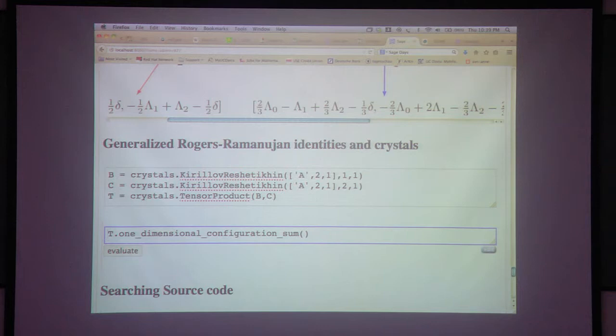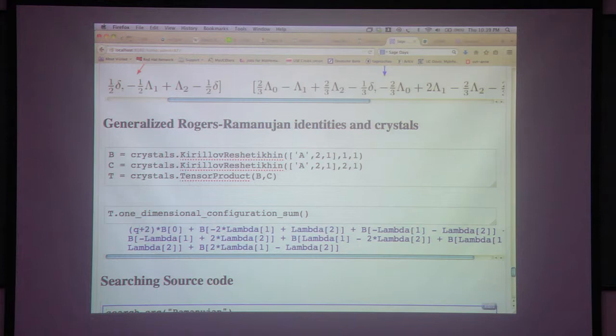And then we can take tensor products of these. Then there's something called the one-dimensional configuration sum, which I'm going to show you on the slides again in a second, what that means. It's a combinatorial free module, but it has these coefficients. Like here we have a q plus 2 and so on. So you have coefficients which are polynomials in q, and those particular coefficients are related to generalizations of the Rogers-Ramanujan identities.